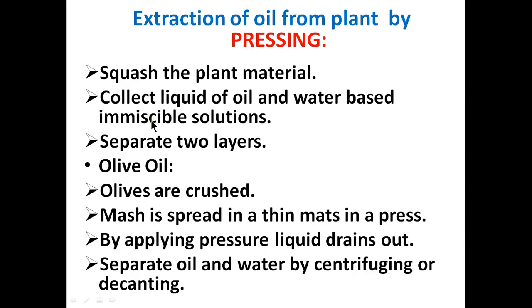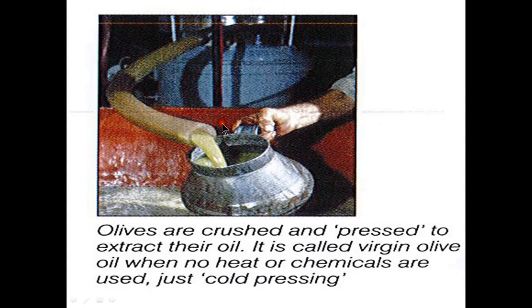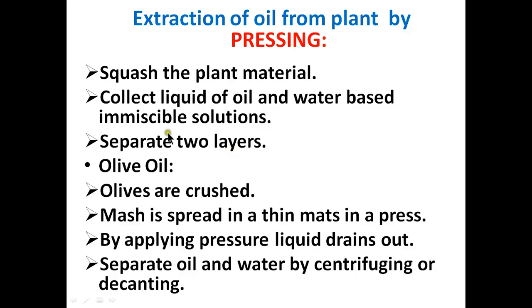So when we collect the oil and water, they form two layers, and these two layers can be separated further. Now, how can olive oil be extracted from the plant? As we are aware, the olives are picked from the trees, and we are going to crush them.